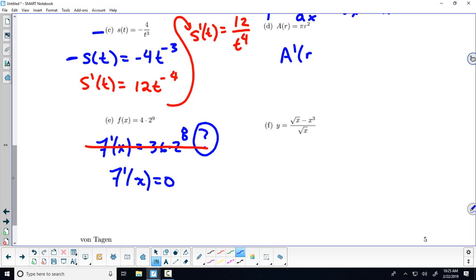A prime of R would be what? R is the variable, right? Because how do you know that? Because I've written it this way. You know what the variables are. What is the derivative of this? 2 pi r.